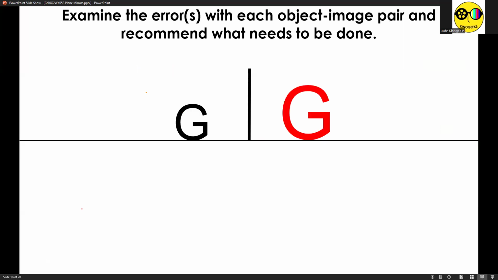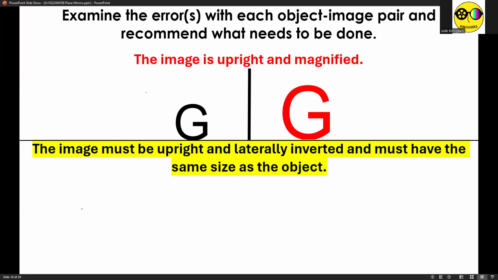And finally, for the last example, we have two errors for this one with the object letter G. So first, the image is upright. No, we don't expect letter G to have an upright image because it's vertically asymmetrical. And the other one is the image is too large or is magnified compared to the object. So how do we course correct this image? The image must be upright and laterally inverted as well as the same size as the object, or in this case, that orientation and size of letter G.